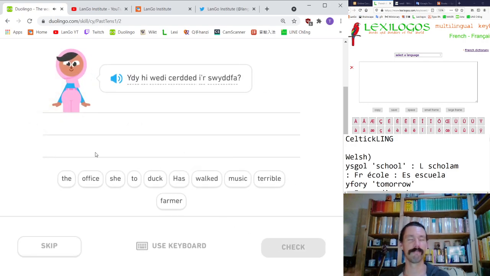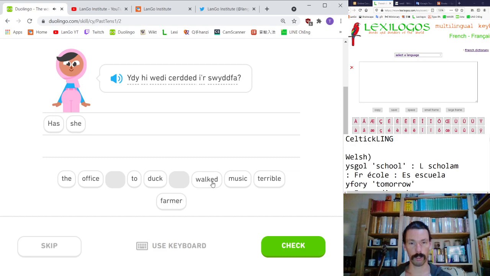Ydy hi wedi cerdded i'r swyddfa? So here this looks like a question prefixed verb form. Ydy. Particle. Maybe not a prefix, maybe it's a proclitic or something. Ydy hi. Is it the case that, I don't know. Ydy. Has she walked i'r swyddfa, to the office?